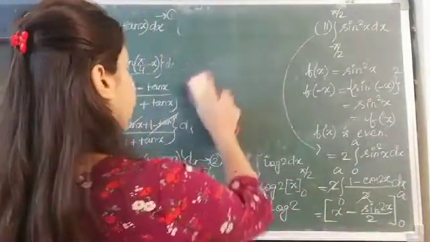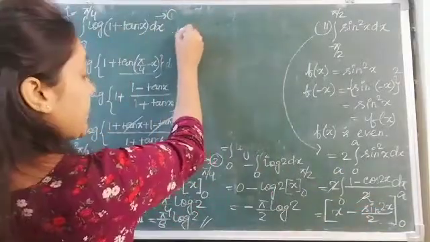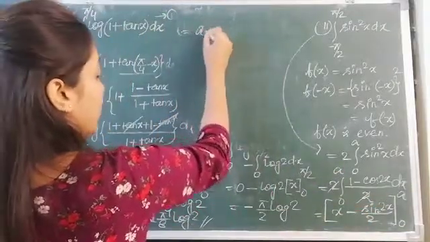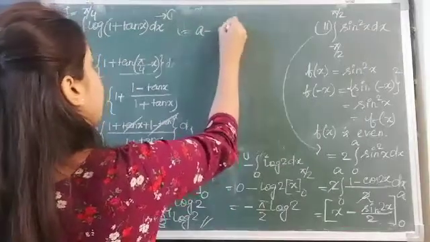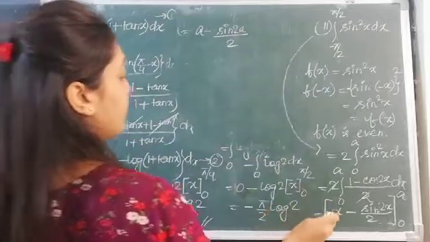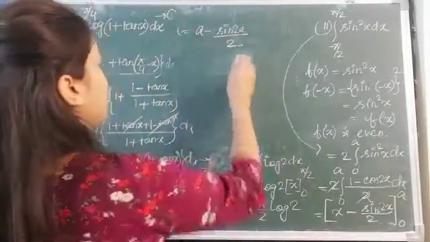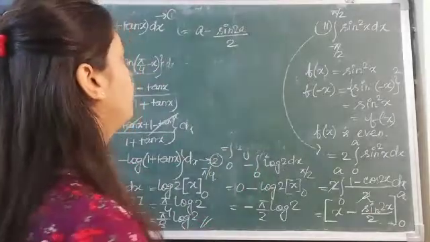So at the end you substitute the value of the limit. So the upper limit is equal to a. So a minus sine twice a by 2, minus 0 minus sine 0, which is equal to 0. So a minus sine twice a by 2.